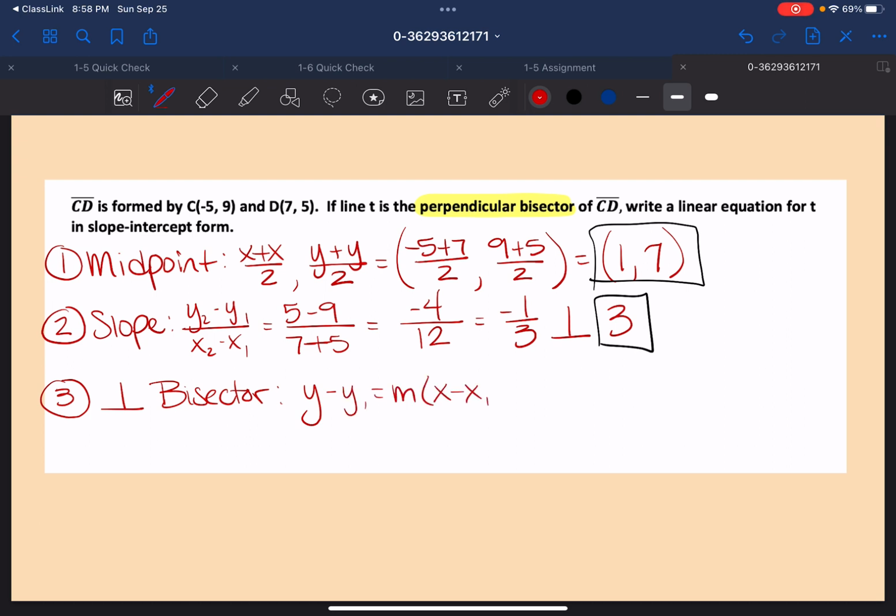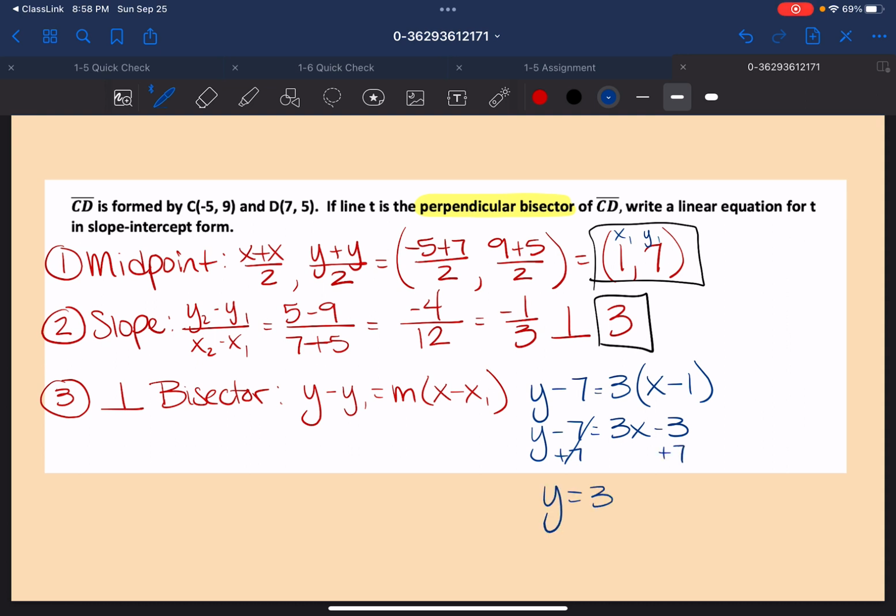Just writing the formula that we're going to use, just like the last two problems. Okay, so y minus, let me change color so it stands out here. y minus our y value, we're using this as x1, this is y1. So y minus 7 equals m, which is 3, times x minus our x value of 1. So, nice little problem with no fractions to worry about here. We're going to distribute the 3: y minus 7 equals 3x minus 3. Add the 7 over to both sides. y equals 3x plus 4. And that would be the perpendicular bisector.